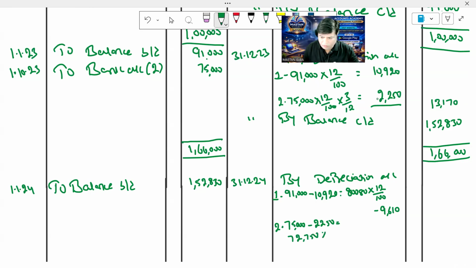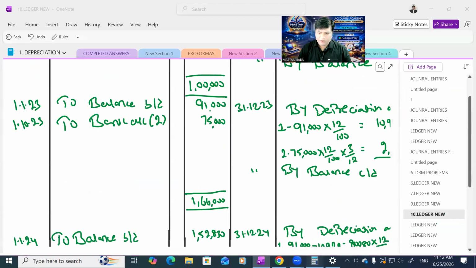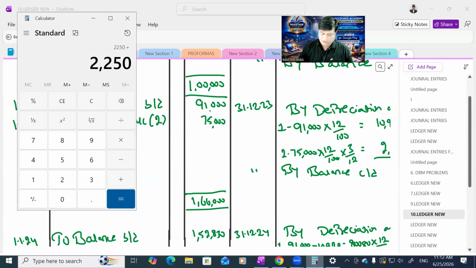72,750 into 12 by 100. So together how much you'll get here? You'll get 8,730. If you have any doubt, just you can make a calculation. మీకు డౌట్ ఉంటే ఇక్కడ క్యాల్కులేట్ చేయండి. 72,750 into 12 by 100. 72,750 into 12%, that comes to 8,730.